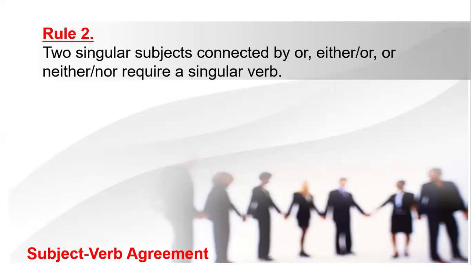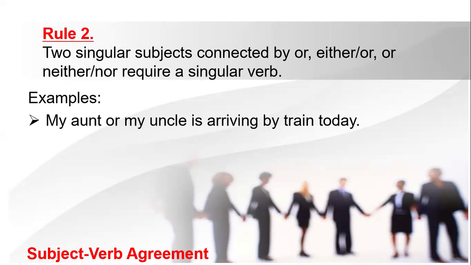Let's move towards the second rule. Two singular subjects connected by or, either or, neither nor require a singular verb. Example: my aunt or my uncle is arriving by train today. It means anyone, either aunt or uncle.